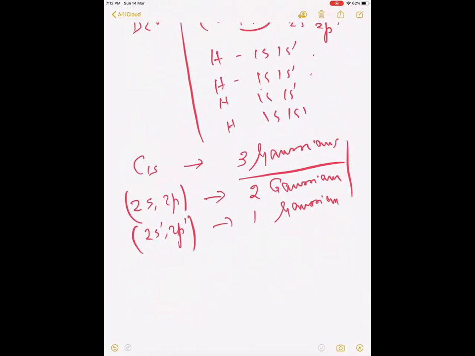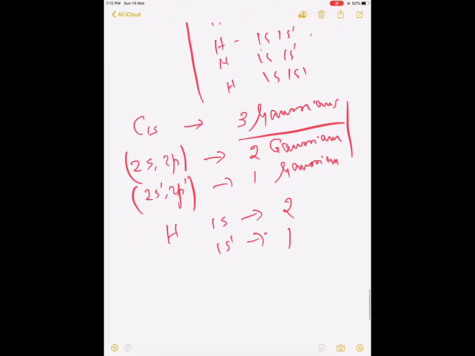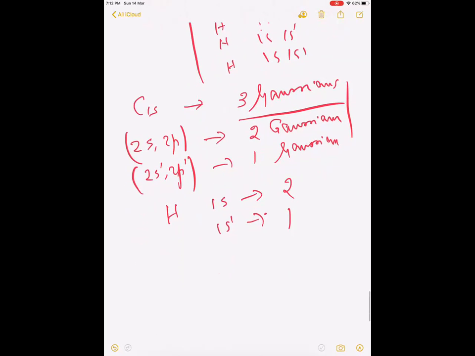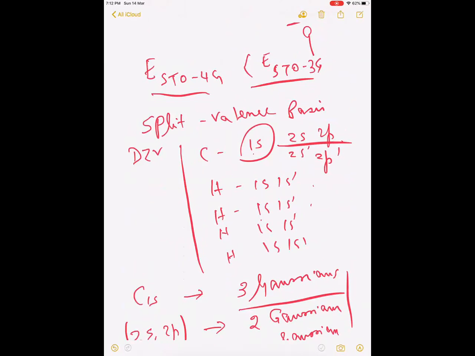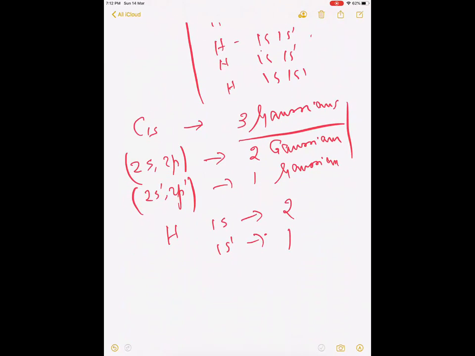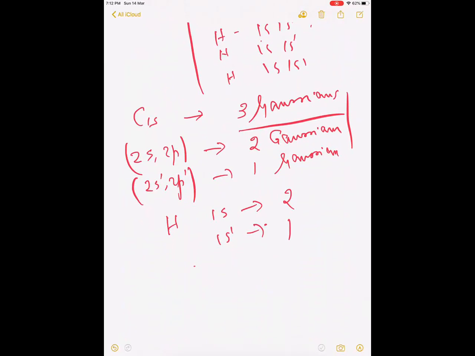But let's assume that I did for the carbon 1s 3 Gaussians, the one set of valence orbitals 2 Gaussians, another 1 Gaussian, and the same thing I do for hydrogen. For hydrogen, of course, both of them are valence. So for 1s I use 2 Gaussians, for 1s prime I use 1 Gaussian. And I do the same thing for all 4 hydrogens. This particular basis set will be nicely nomenclatured in a way that everything, that it is double zeta valence plus the number of Gaussians, will be recorded in one nomenclature. And the nomenclature is 3-21G. It's very often called 321G.